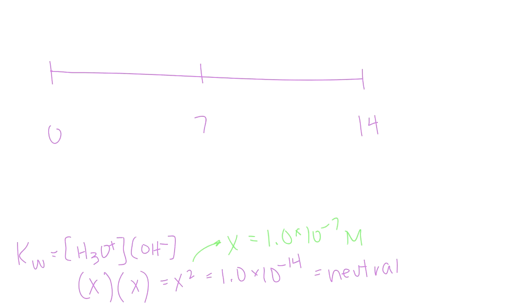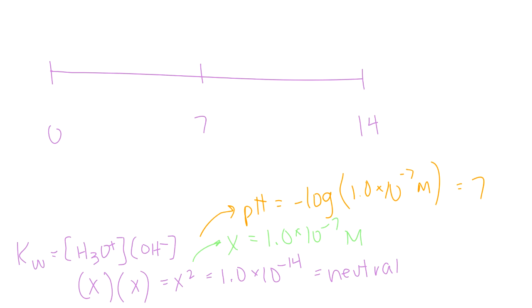Now remember, pH is looking specifically at the hydronium concentration. So we can then find the pH, where p means negative log, and the hydrogen concentration we just solved for is 1 times 10 to the negative 7. So if you plug that into your calculator, you will find that the pH equals 7.